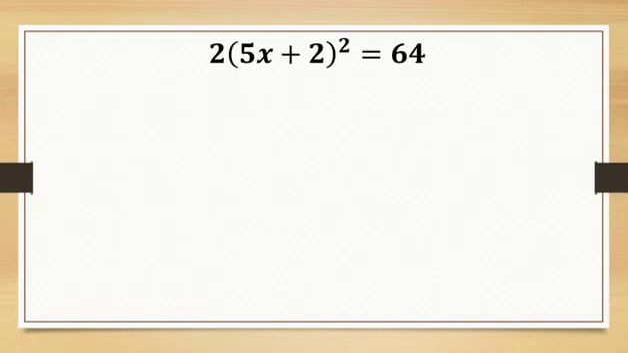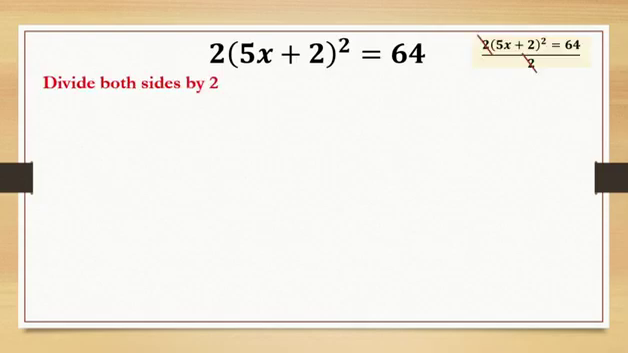Okay. I have here 2 times the quantity of 5x plus 2 squared is equal to 64. So, first step, divide both sides by 2 since meron tayong 2 dito. So, para makancel natin si 2, so we now have 5x plus 2 squared, or the quantity of 5x plus 2 squared, is equal to 32, because 64 divided by 2, since nag-divide tayo both sides by 2. So, naging 32 na lang siya.